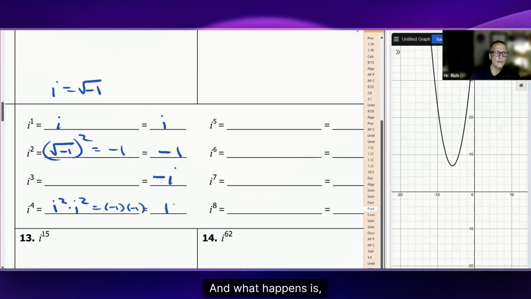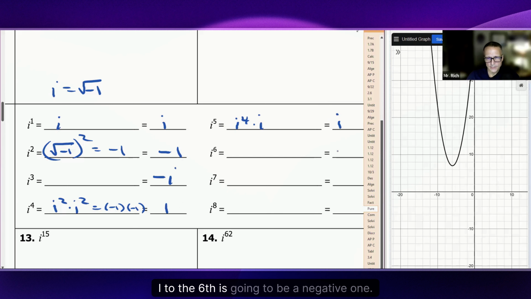And what happens is, after you go through that progression from i to the fourth, i, -1, negative i, 1, well, it repeats itself. I to the fifth, you could call i to the fourth times i, which again is just i, because i to the fourth is 1. I to the sixth is going to be -1. I to the seventh is going to be negative i. I to the eighth is going to be the number 1.